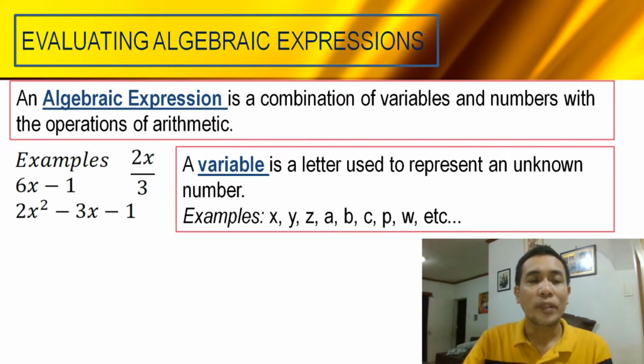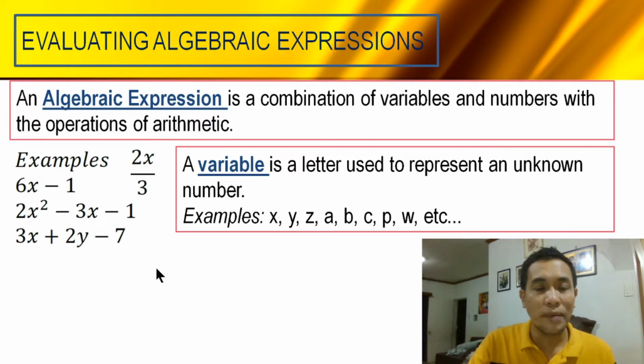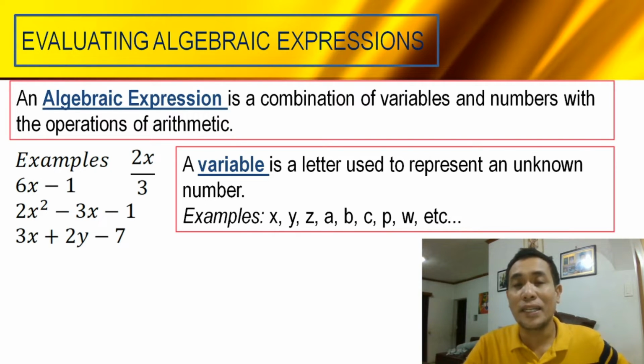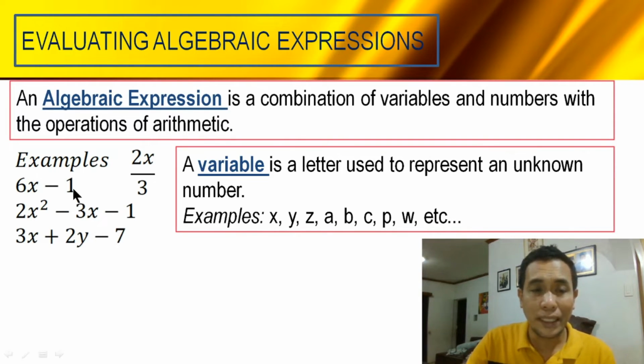Third, 2x squared minus 3x minus 1. So, mayroon sa variable which is x, and then mayroon siyang mga numbers, and then may operation nga subtraction. Okay? So, 3x plus 2y minus 7. So, ang variables involved, x and y. Pero ang numbers, meron kita nga 3, meron kita nga 2. Ay, by the way, magsiling ka gani nga 7. So, this is ang ginatawag sa mathematics nga constant. Okay, mathematical constant. So, mga 1, mga 7, constant ginatawag.